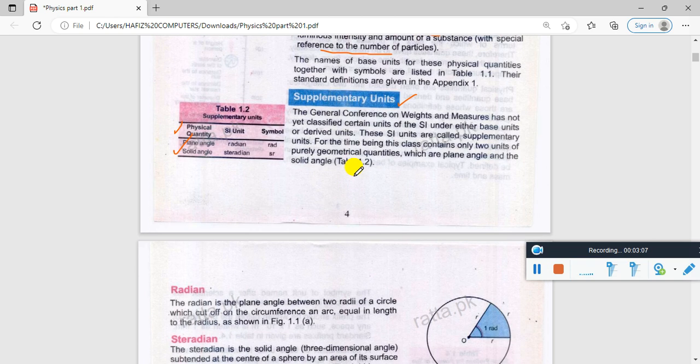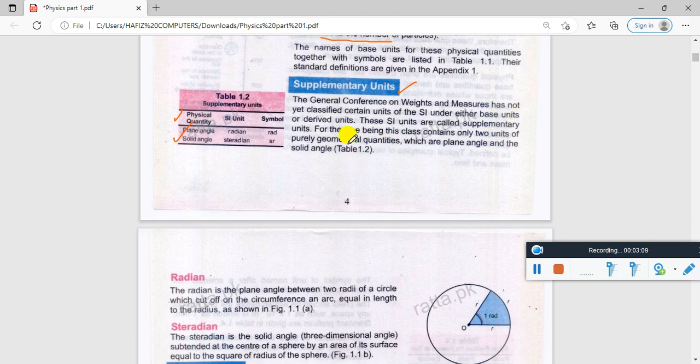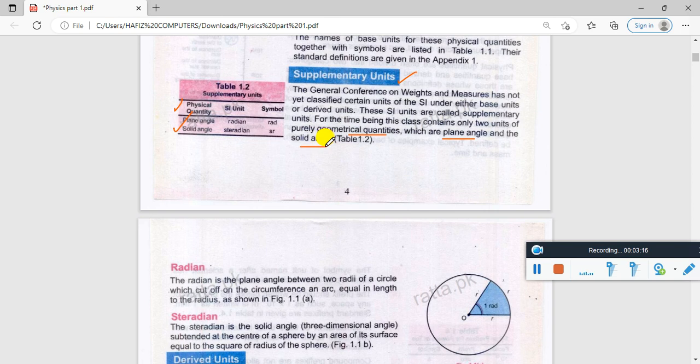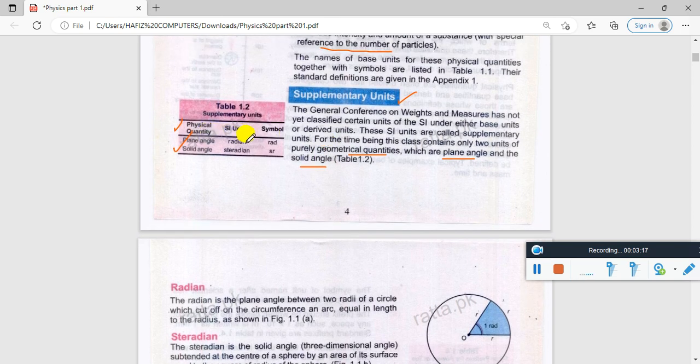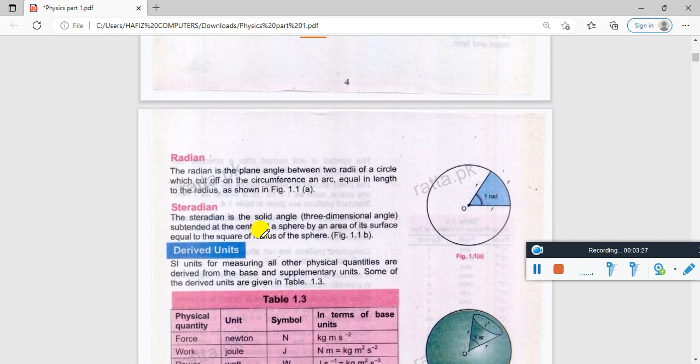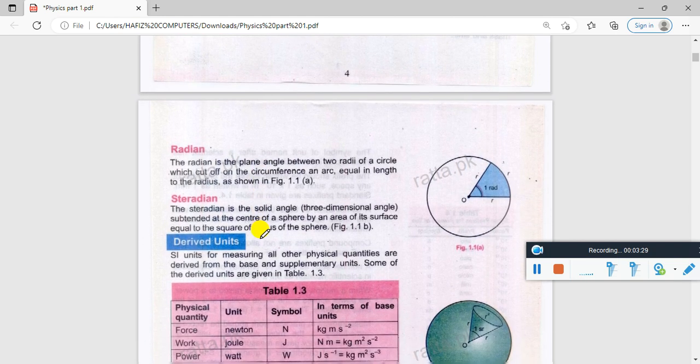These are also SI units. These are purely geometric quantities: plane angle and solid angle. Now we will see that plane angle is measured in terms of radian and its symbol is rad. Solid angle is measured in terms of steradian and its symbol is sr. First we will see radian, then we will see steradian.